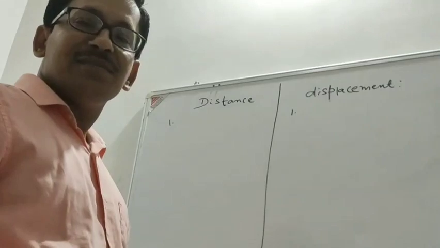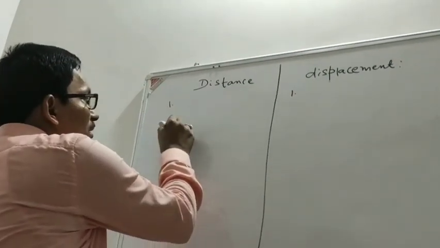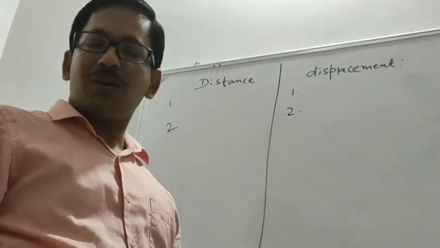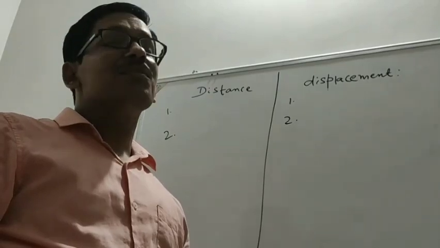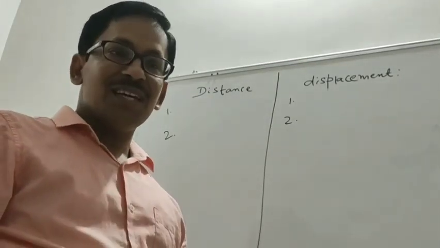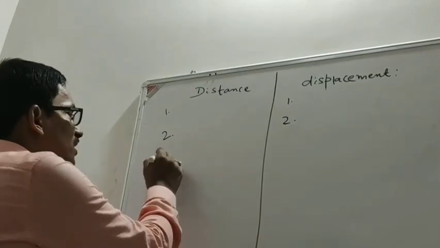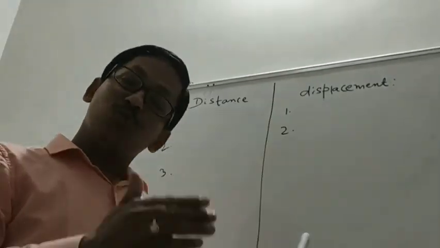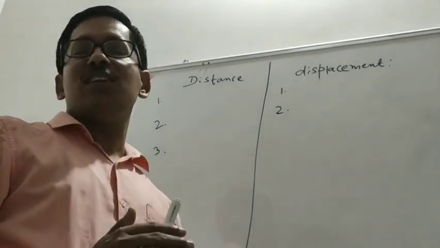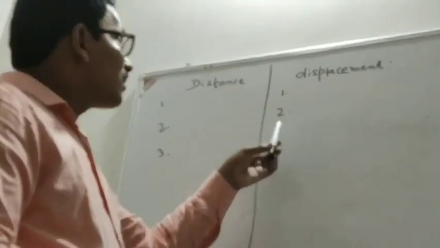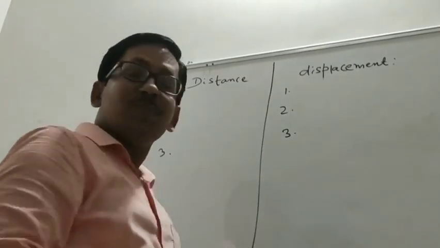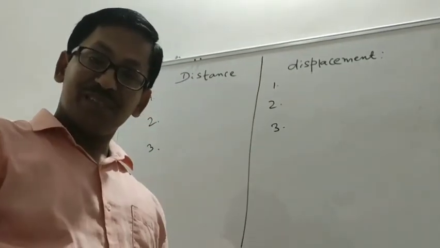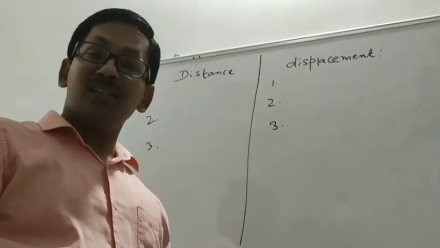Then what is the second point? Distance covered is a scalar quantity, whereas displacement is a vector quantity. Third point, the distance covered by a body is always positive. If a body is moving, the distance covered is always positive. It cannot be negative. In the difference, displacement may be positive, it may be negative, it may be zero also. It can take positive, negative and zero values.